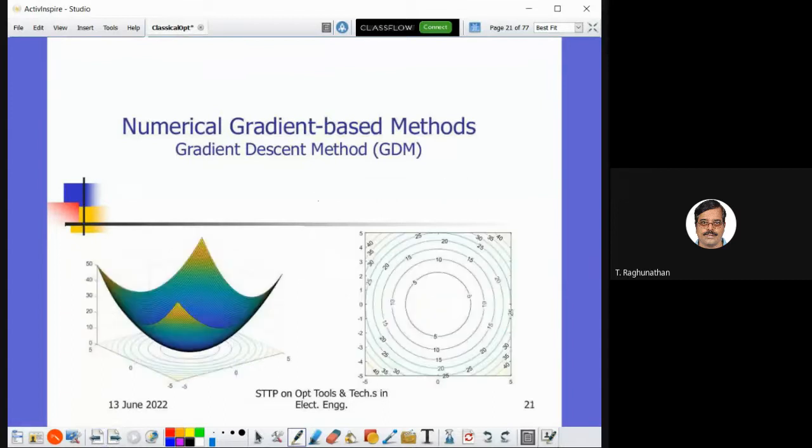Now I have taken a very simple function. If you are somewhere here, you have to go downwards, like this. As you go outwards along all these contours, the value of the function increases. This function is x1 square plus x2 square. Actually, you don't need a numerical method to solve this, but when trying to learn something, you have to take a known problem.